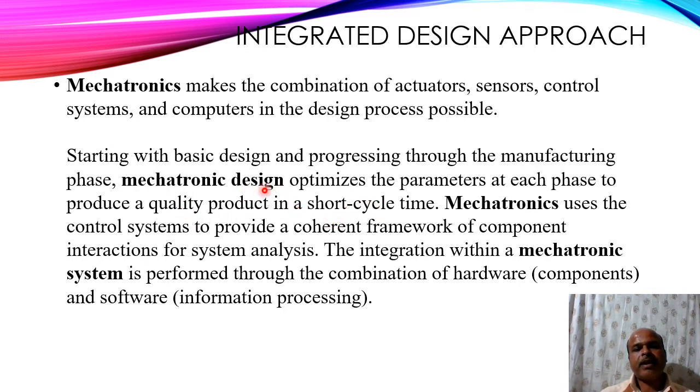So starting with the basic design and progressing through the manufacturing phase, mechatronic design optimizes the parameters in each phase to produce good quality products. Mechatronics uses the control system to provide a coherent framework of component interactions for system analysis. So this feedback is also important. Okay, so the control system plays a very important role.